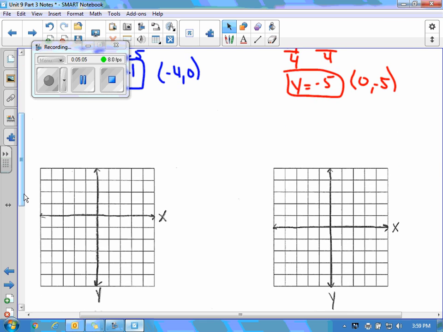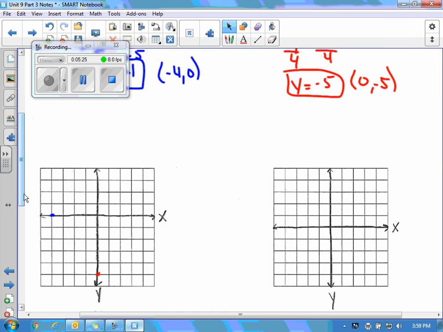I need to plot negative 4, 0, which would be 1, 2, 3, 4 to the left, just right on the axis because it's the x-intercept. Then I need to plot the y-intercept, which is at 0, negative 5. So I don't go left or right, I go down 1, 2, 3, 4, 5, and put a point right there.